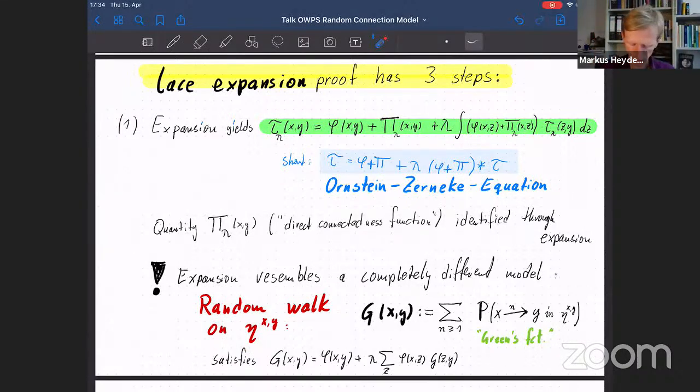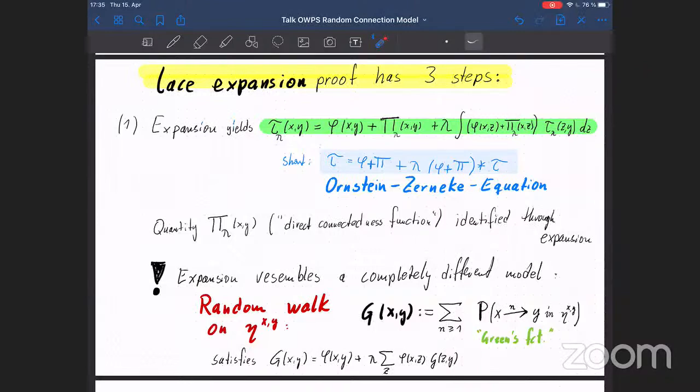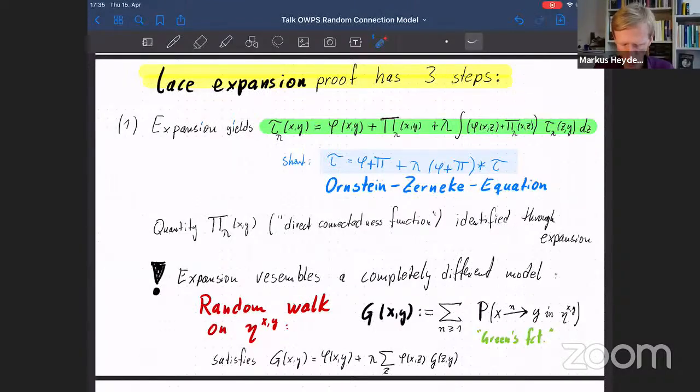And then we have some version of the Green's function. So we should interpret this as a random walk. It's the probability that a random walk starting in x, jumping on this Poisson process, comes in n steps to y, and we sum this over n. So it's like a version of the Green's function, and it satisfies the following equation.